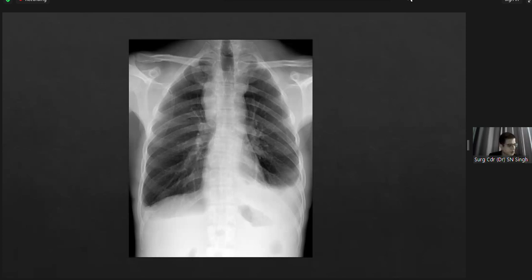Dr. Swaksh? Yes, sir. This is a frontal chest radiograph. The scapulae, ribs, and clavicles are normal. There's blunting of both the costophrenic angles, left more than right, suggestive of pleural effusion. The lung fields appear normal.